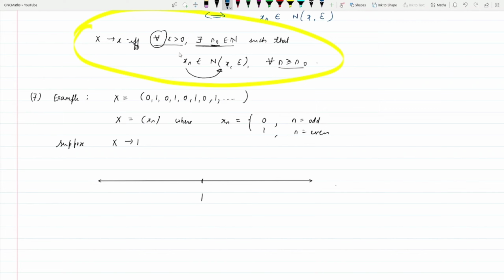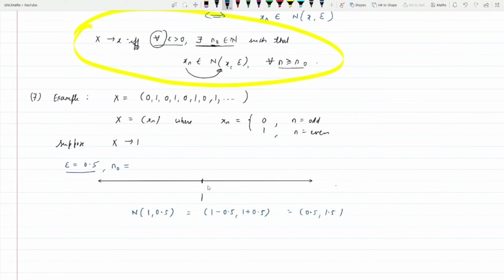Now since the above statement is true for any positive epsilon, let me here take epsilon as 0.5. For this epsilon 0.5, you should be able to produce a natural number which is going to push all the terms of the sequence into the neighborhood centered at 1 with radius epsilon. So let us first draw the neighborhood at 1 with radius epsilon. This is going to be an open interval from 1 minus 0.5 up to 1 plus 0.5, and that is going to be 0.5 up to 1.5.